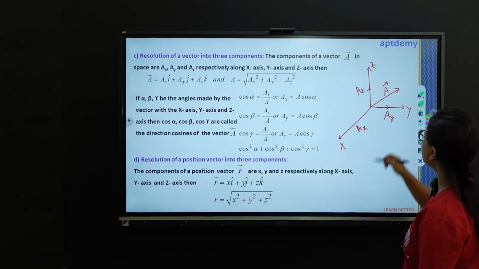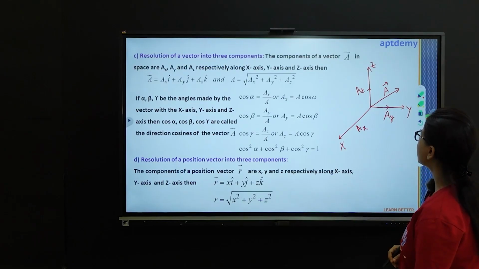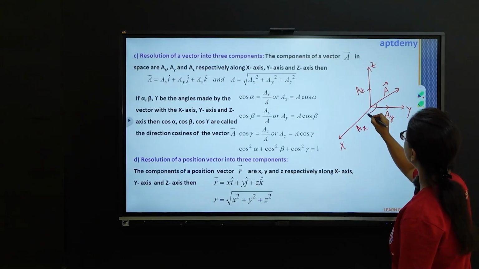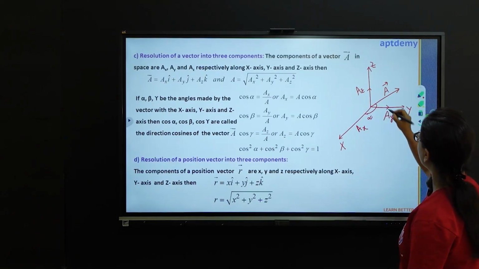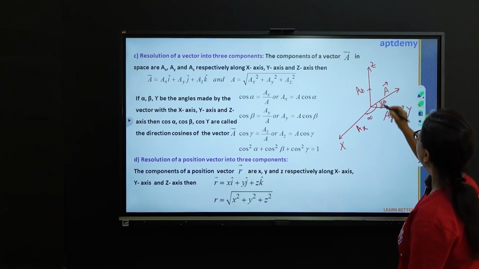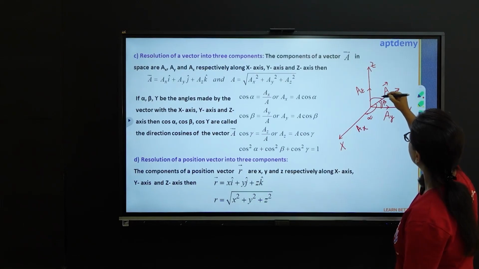Now the angles made: alpha with the x-axis. So if this is the x-axis, this is alpha. We have beta with the y-axis. So this is beta and gamma with the z-axis.